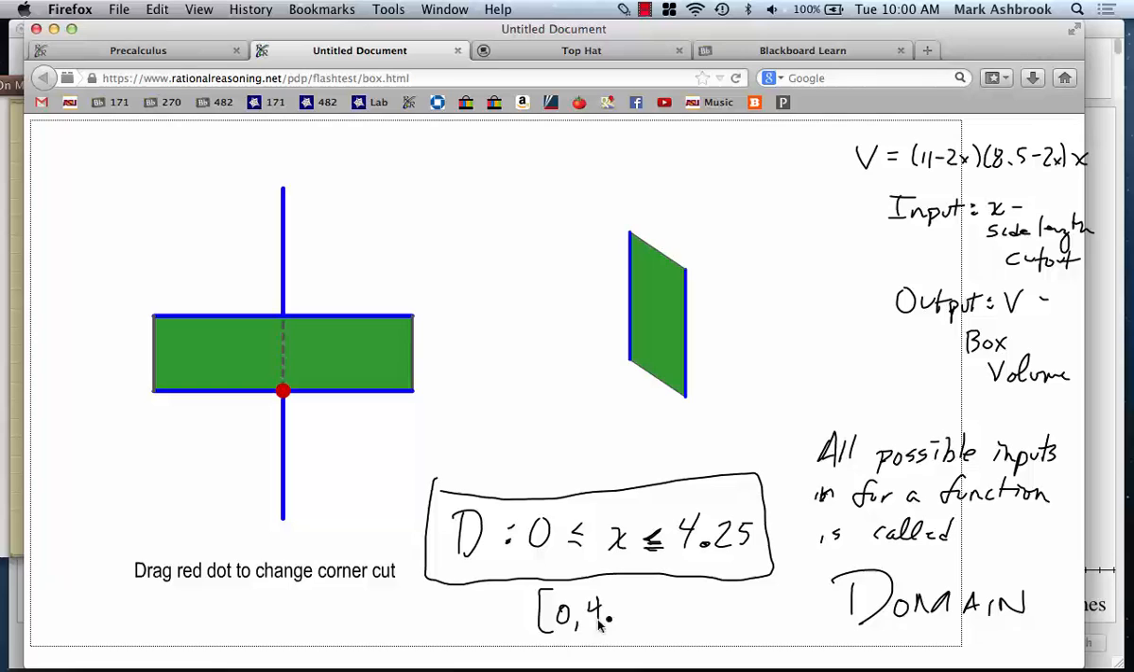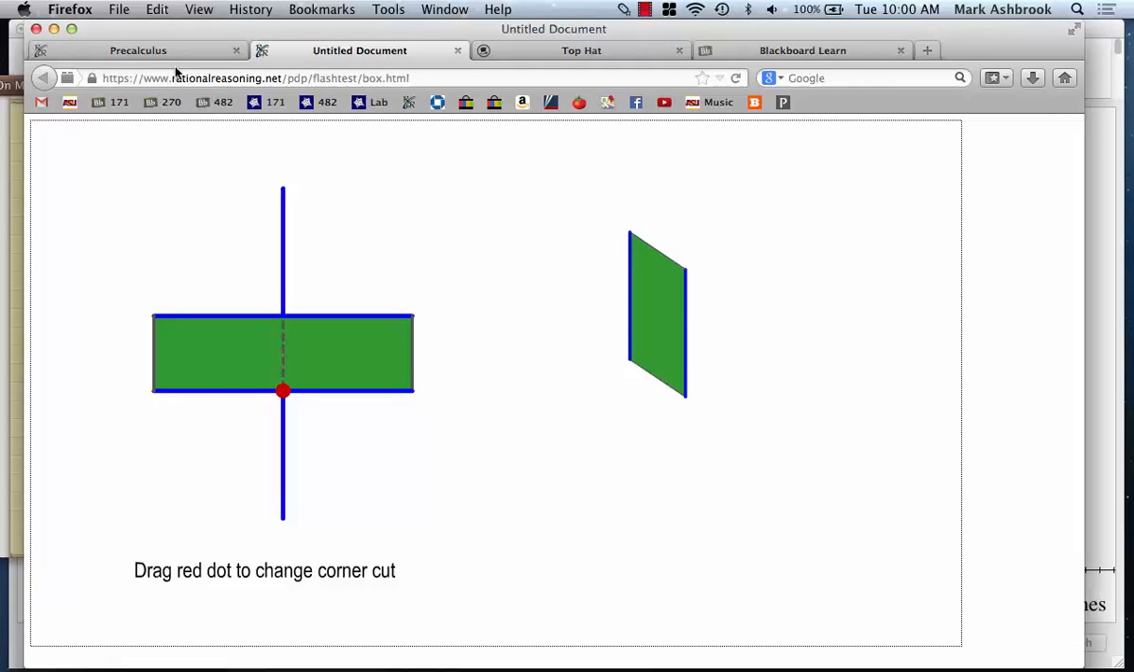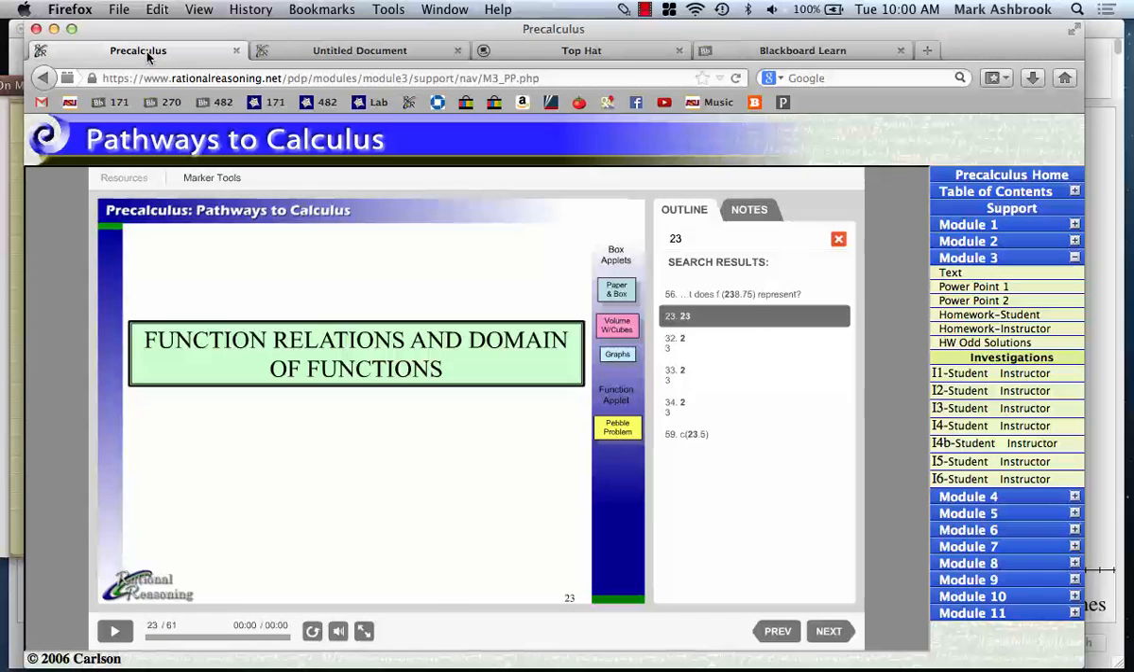So another way to write this is this way. This is interval notation. Brackets mean include the ends. Parentheses mean don't include. Or you can use inequality notation. Both of these give the domain of this function, all possible values of the input. Okay, what about notation for functions? So that's domain. What about notation?